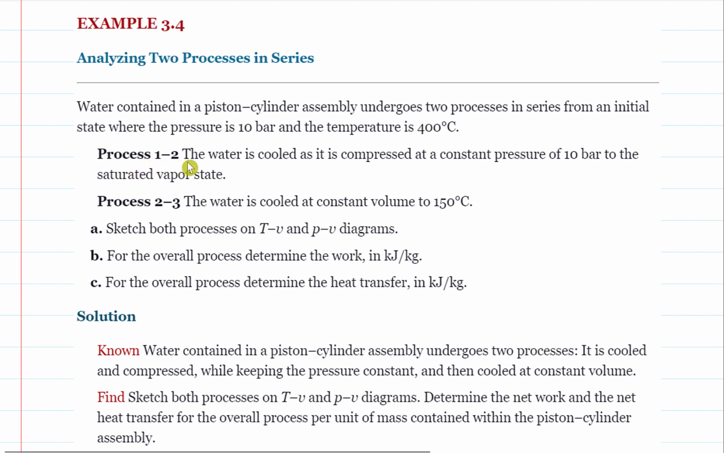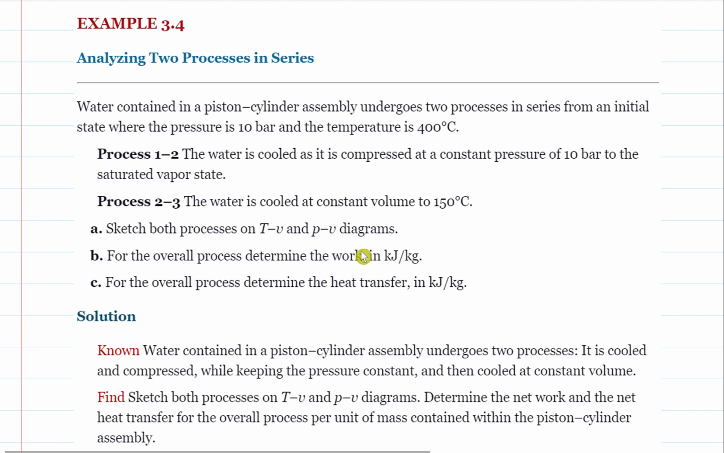Process 1-2. The water is cooled as it is compressed at a constant pressure of 10 bar to the saturated vapor state. Process 2-3. Water is cooled at constant volume to 150 degrees Celsius. So we need to sketch both processes on TV and PV diagram.